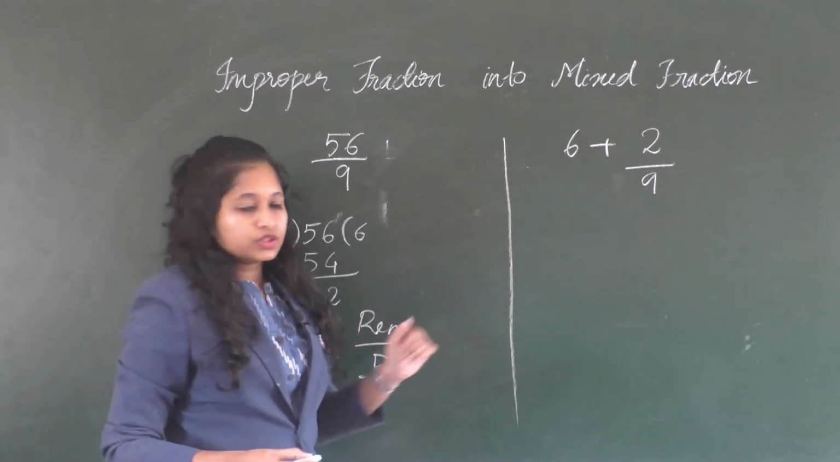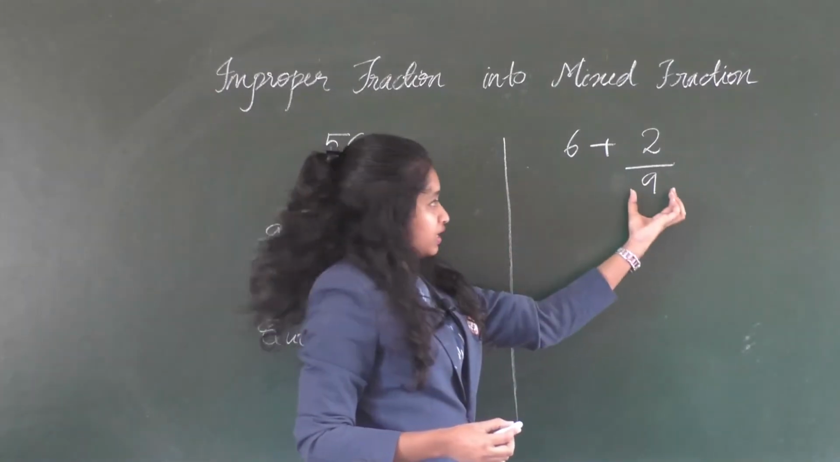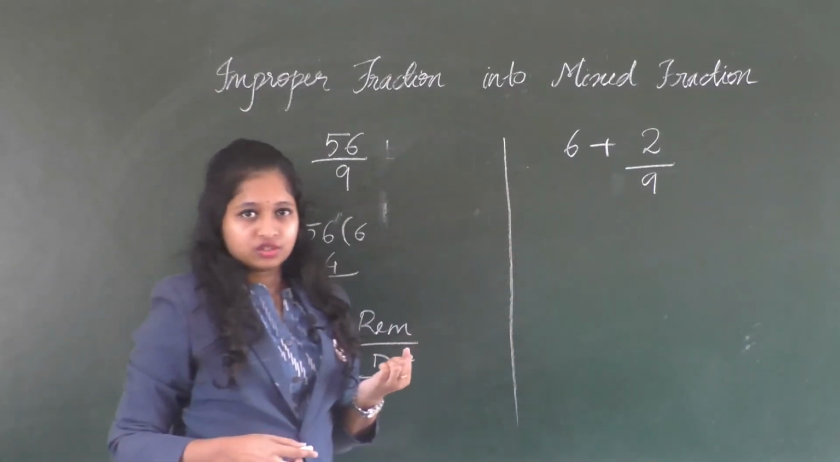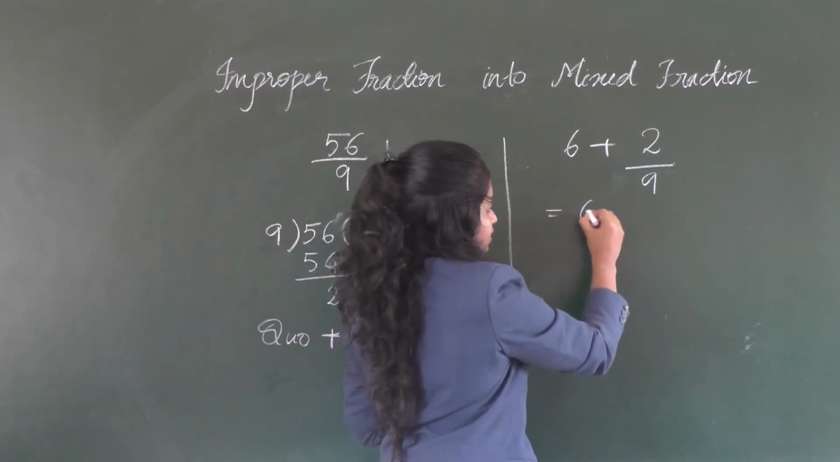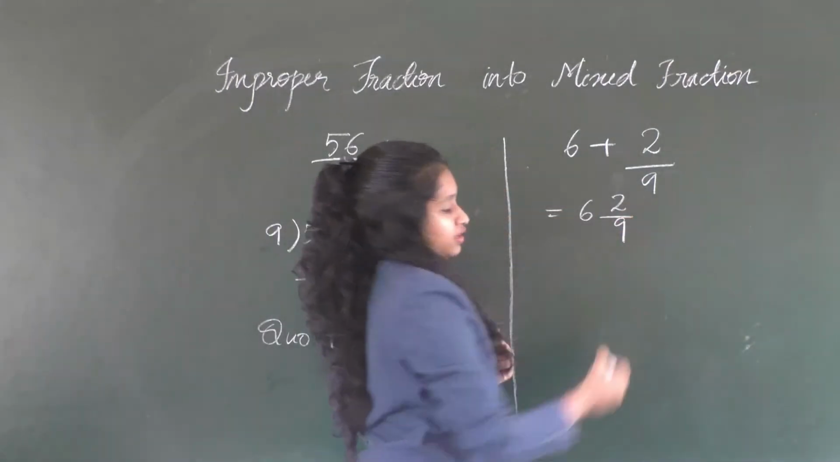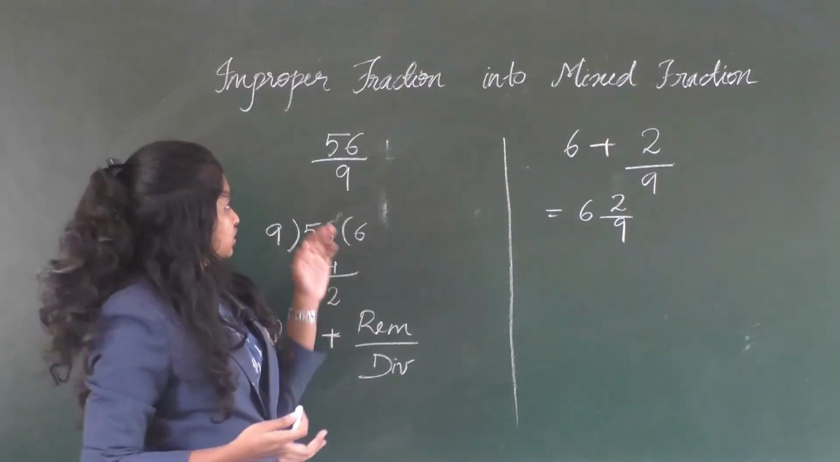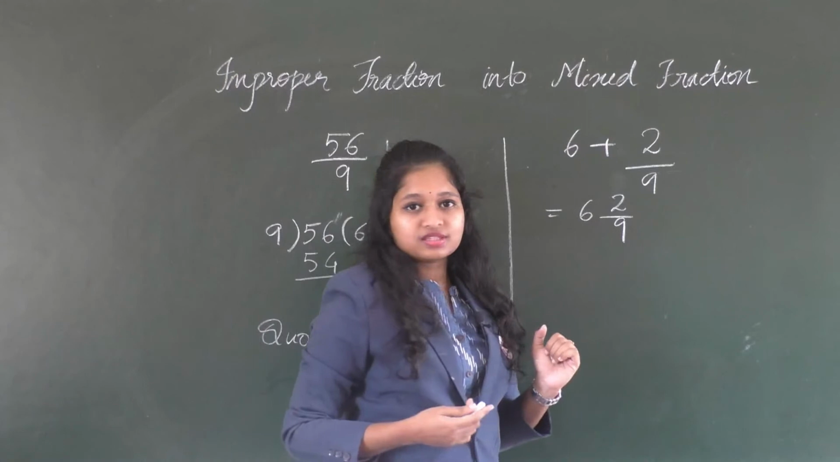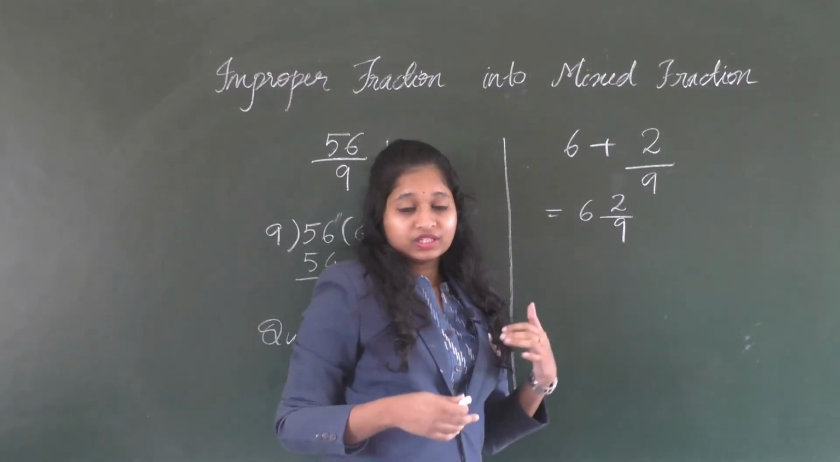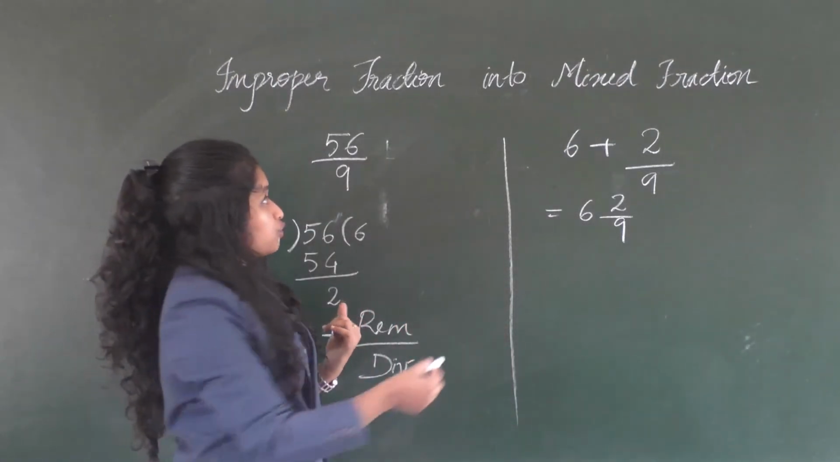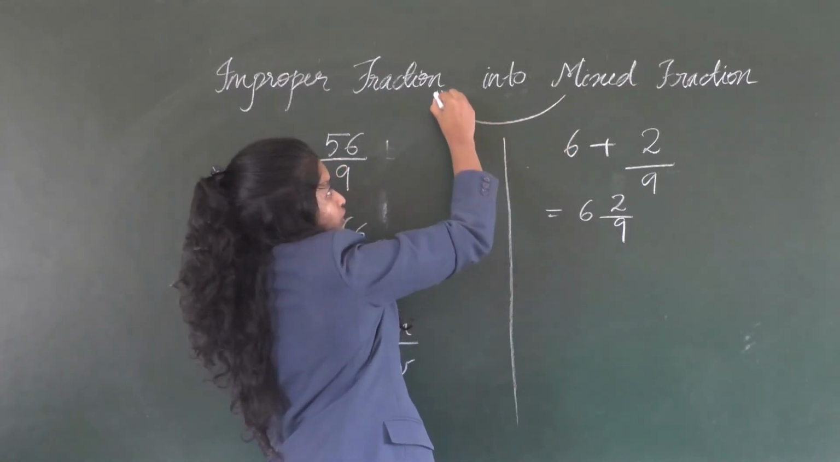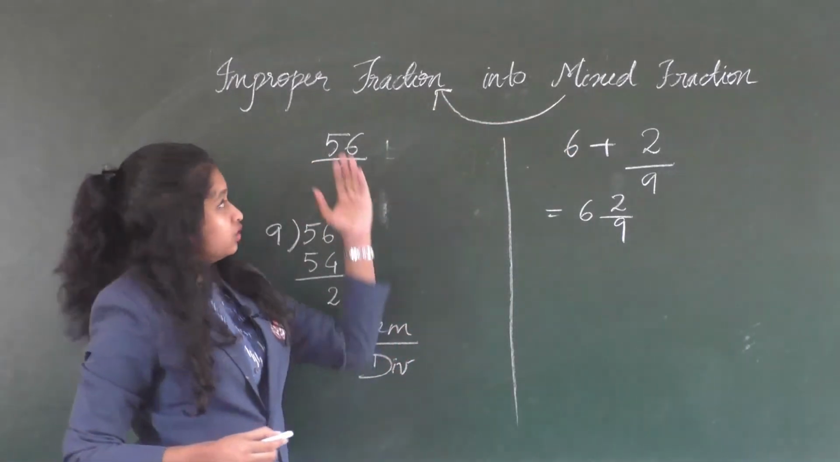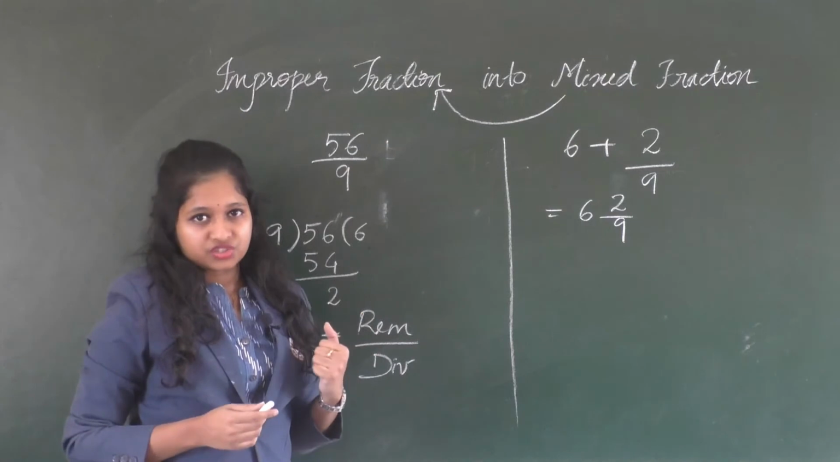Okay. So 6 wholes and 2 by 9 as a fraction can be written as 6 2 by 9. So we have converted 56 by 9 as 6 2 by 9. Now let's learn how to convert a mixed fraction into an improper fraction.